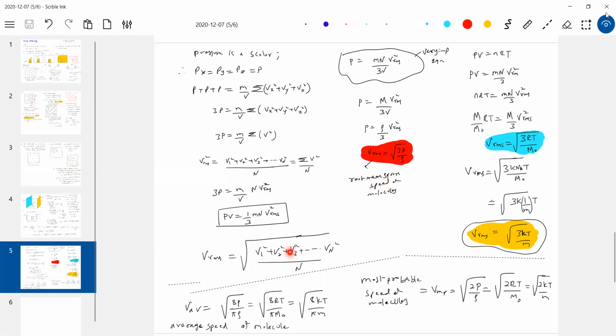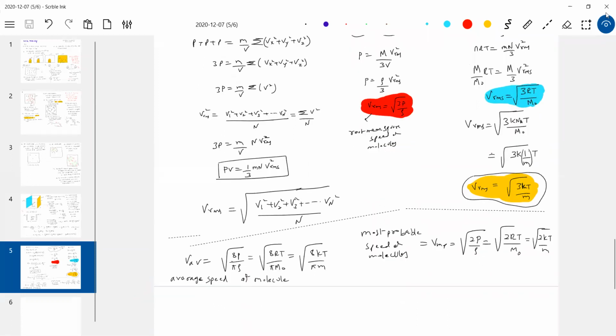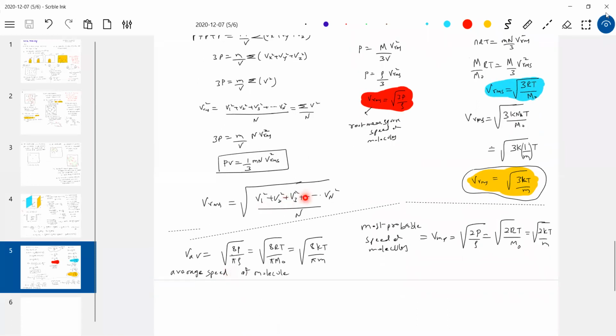Somebody is saying positive, negative. So if I don't square before taking the mean, then what happens? Plus and minus will cancel out. Root mean square speed is not the average velocity, the average speed of molecules. Here we are taking an average. What is V average? V1, V2, V3, up to Vn, divided by n. That's the average speed.